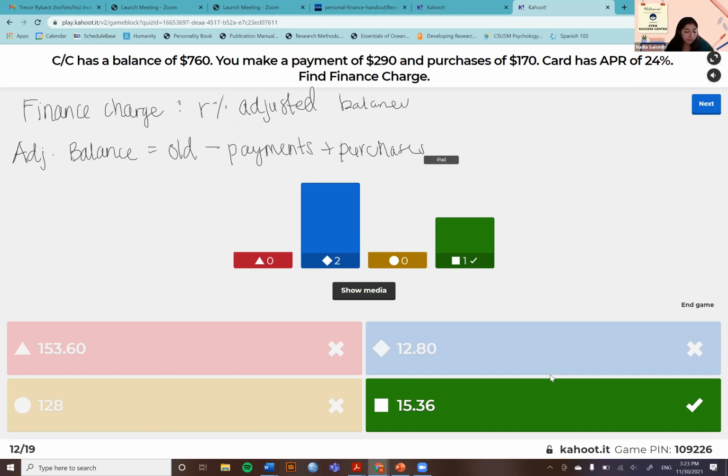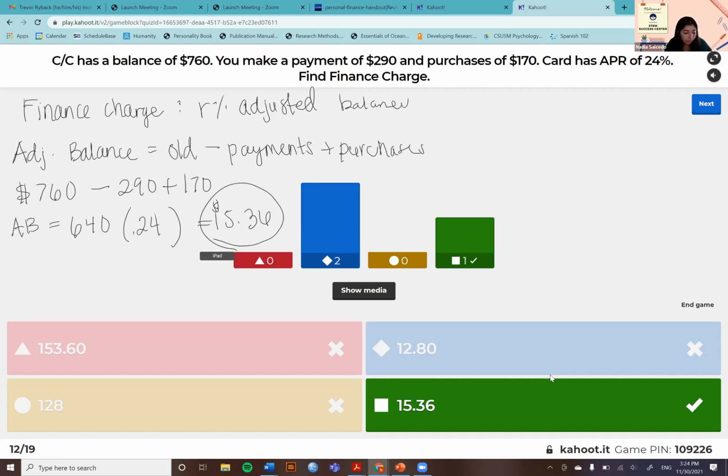In this case, our old balance is $760. We're going to subtract our payments of $290, and we're going to add our purchases, which was $170. Once we find that, our adjusted balance is $640. Then to find our finance charge, we multiply that by our APR, which is 0.24. That gives us $15.36. So to find our finance charge, we have to do our percent of our adjusted balance, but we have to find our adjusted balance before we do that.